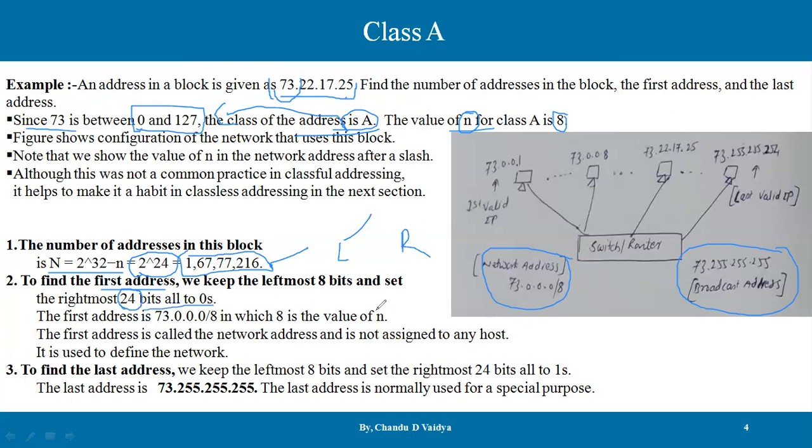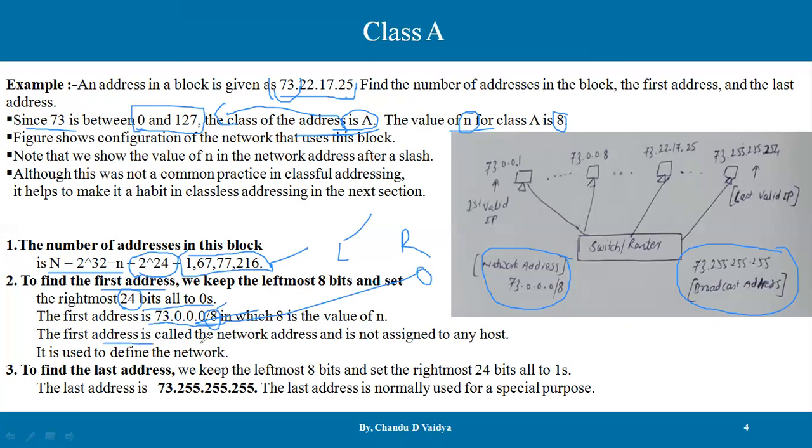24 bits will be 0 from the right hand side as far as the first address is concerned. And this first address will be 73.0.0.0 slash 8. Now, why is this slash 8 available, guys? It is available only because the value of n belongs to class A. Here, as we are discussing classful addressing, there is no scope of classless notation, but still we are assuming that it belongs only to that particular class.